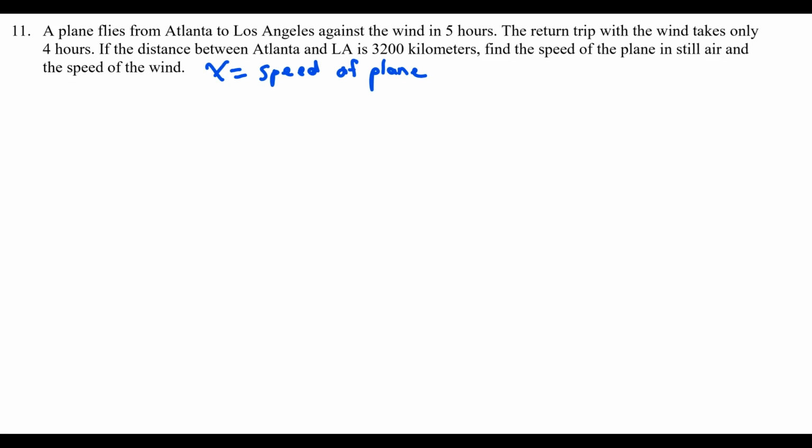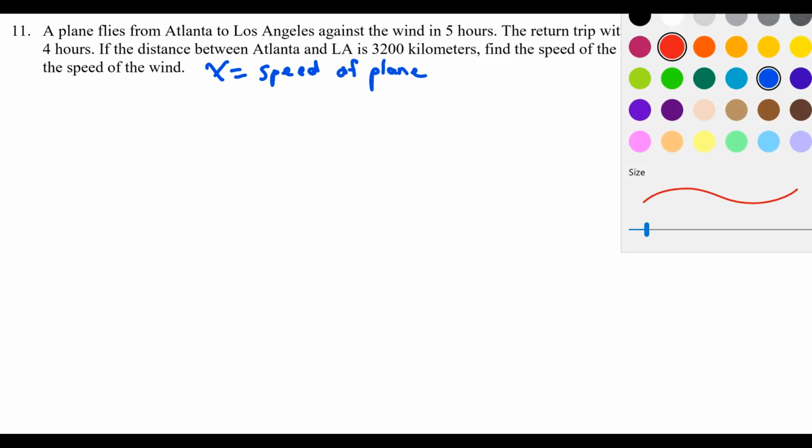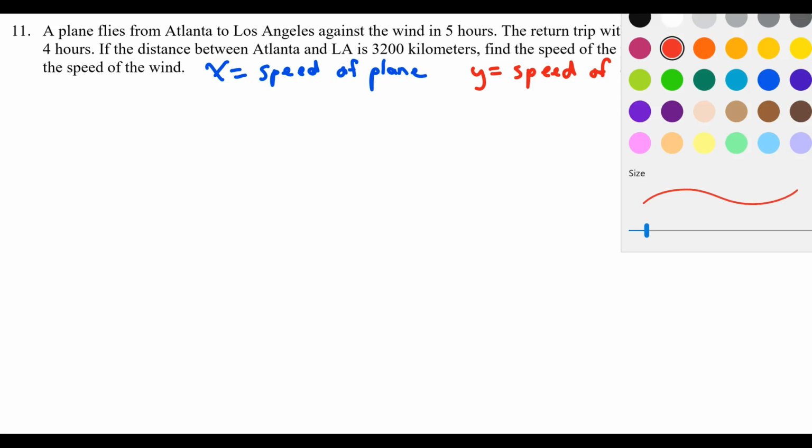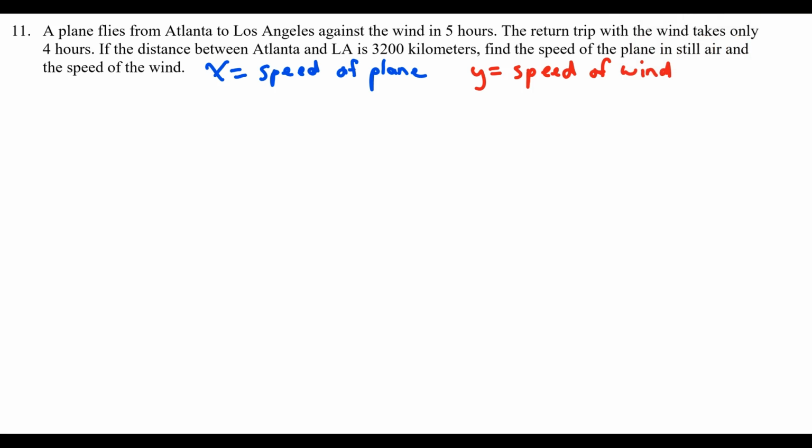So that's my x. And my y is also telling us to find the speed of the wind. So especially whenever it's telling us to find two different things, those are usually our x and our y. Okay? Now, one thing that you have to know about this type of problem is that distance, d, is equal to your rate times your time.